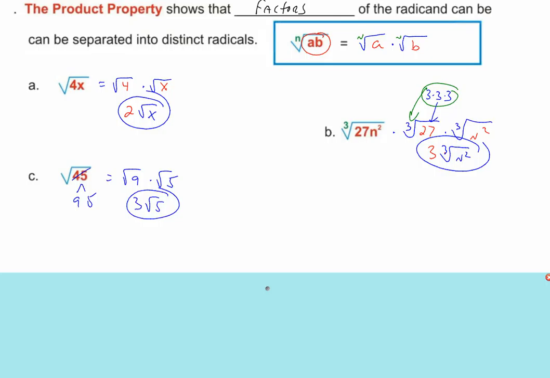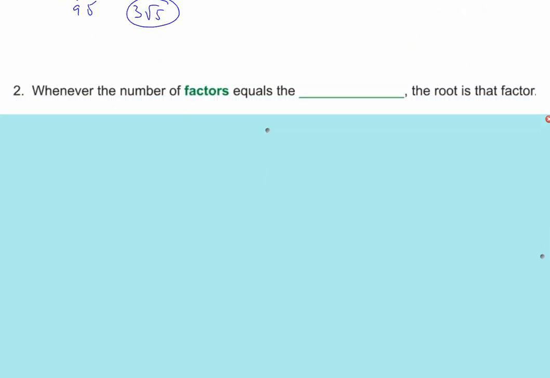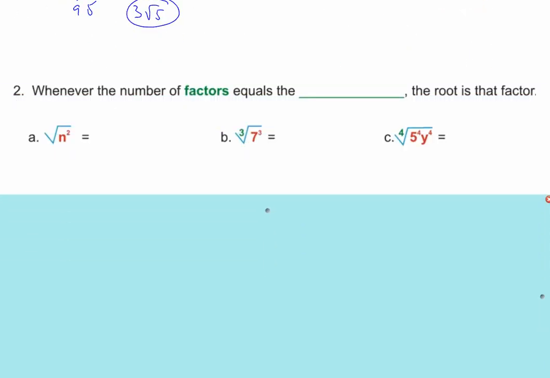Because to take a square root, you need 2 of any term. We don't have 2 5s, we only have 1. This is the main concept. Normally, though, we won't go through the step of splitting it up. So let me show you as we continue on and try to show you some aspects.